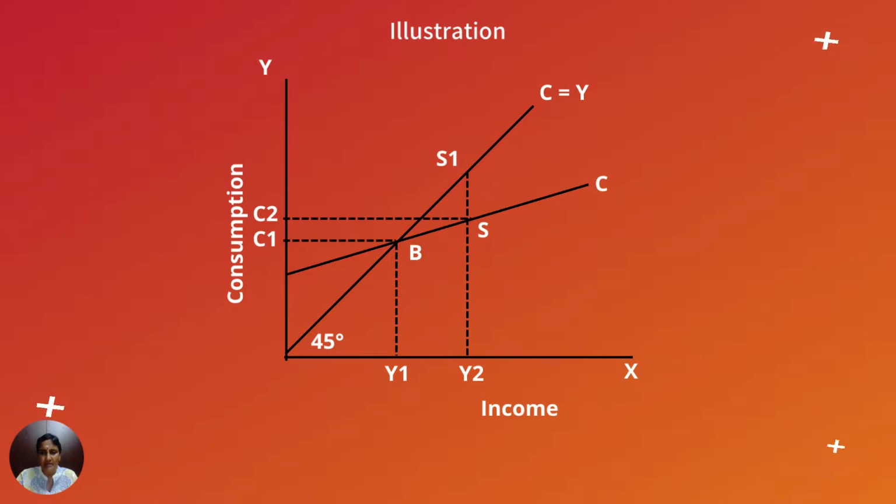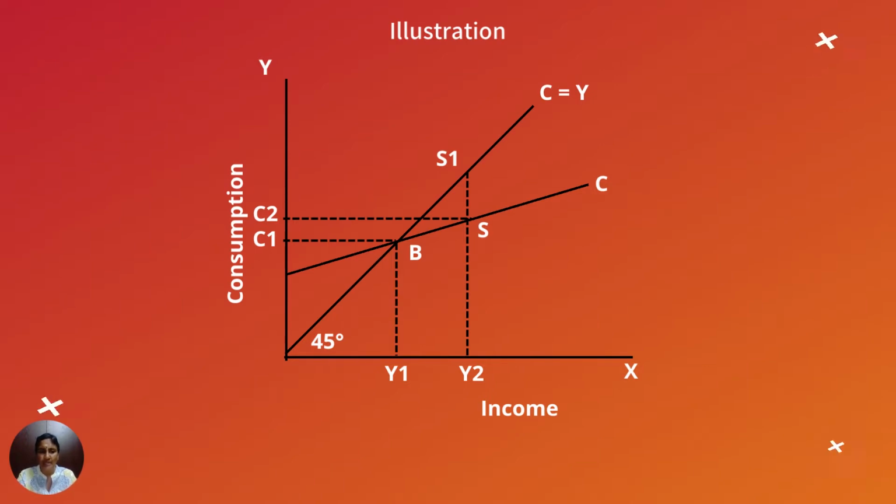The consumption curve and this 45-degree unity line meet at point B, which shows that B is the break-even point where C is equal to Y or OY is equal to OC1. When income increases to OY1, the consumption also increases to OC2. But the increase in consumption is less than the increase in income. That is, C1C2 is less than Y1Y2.